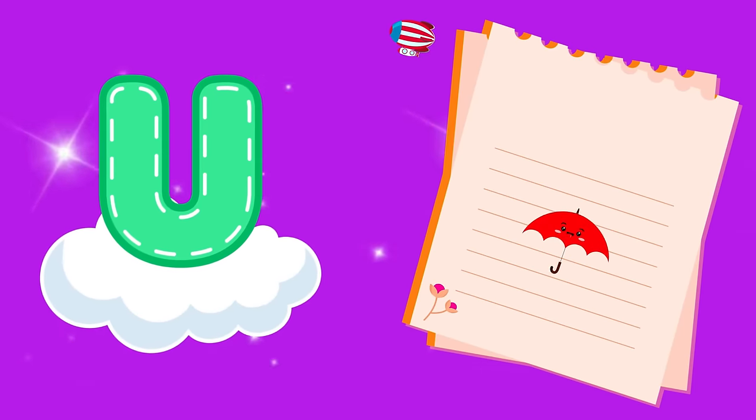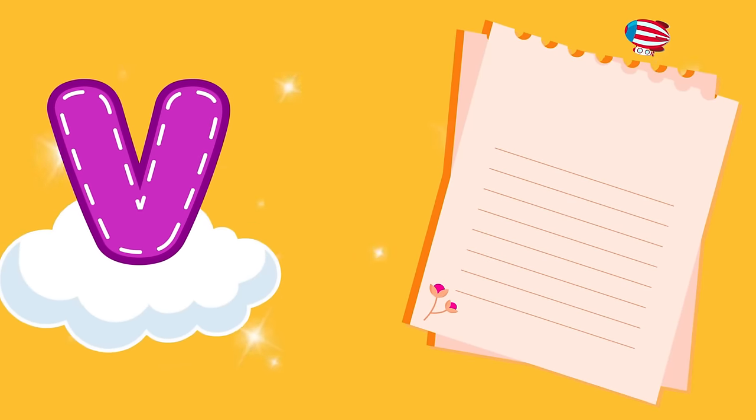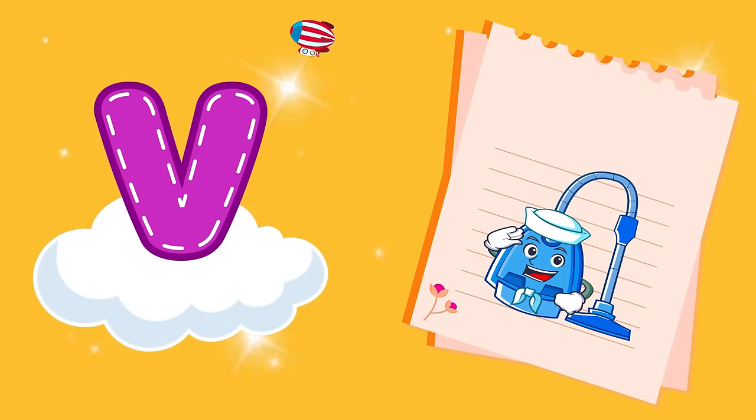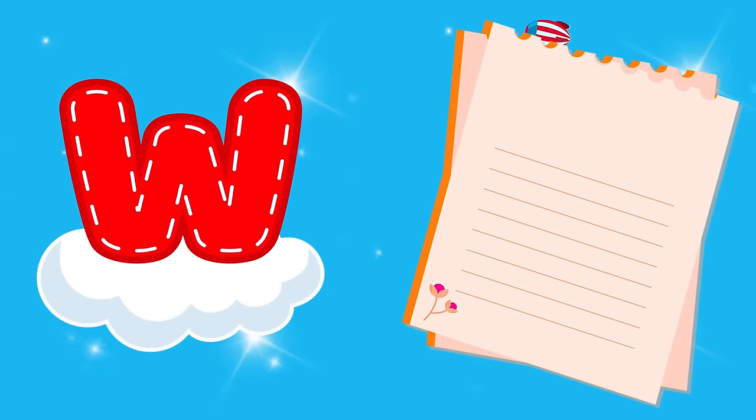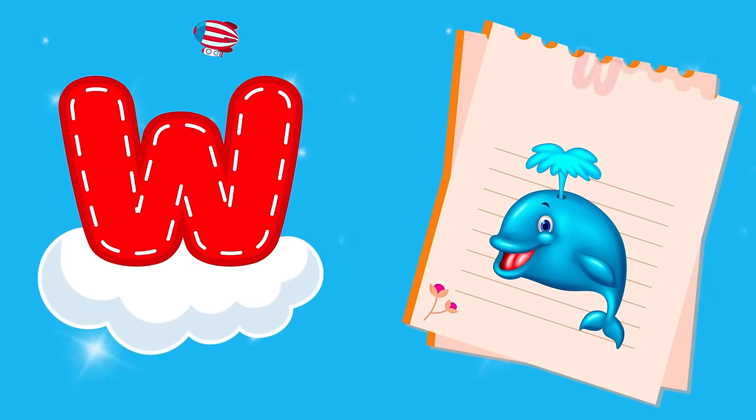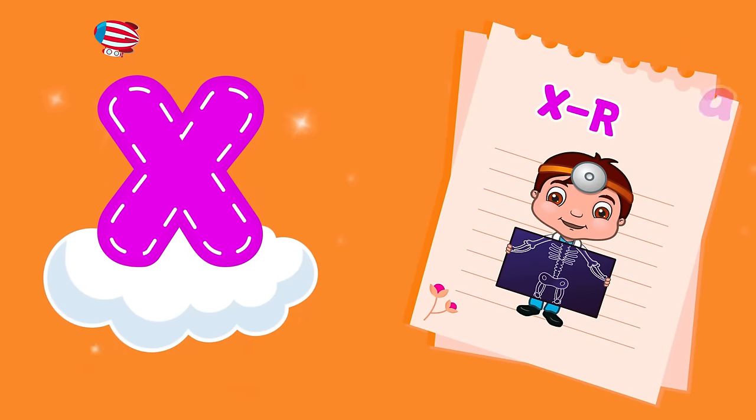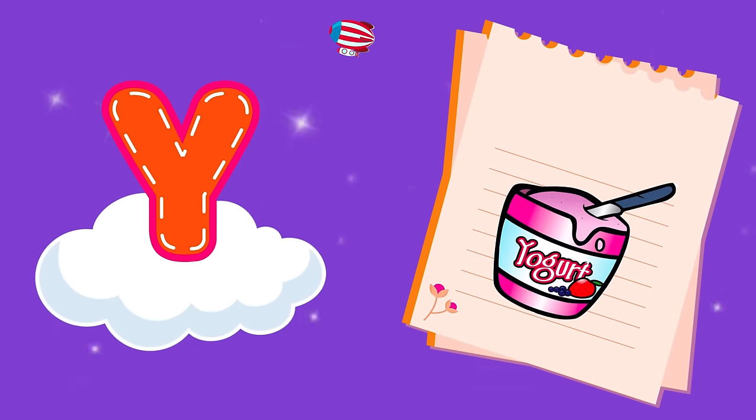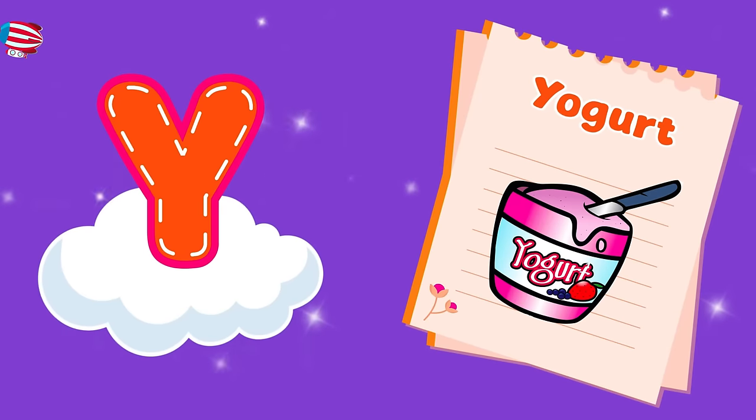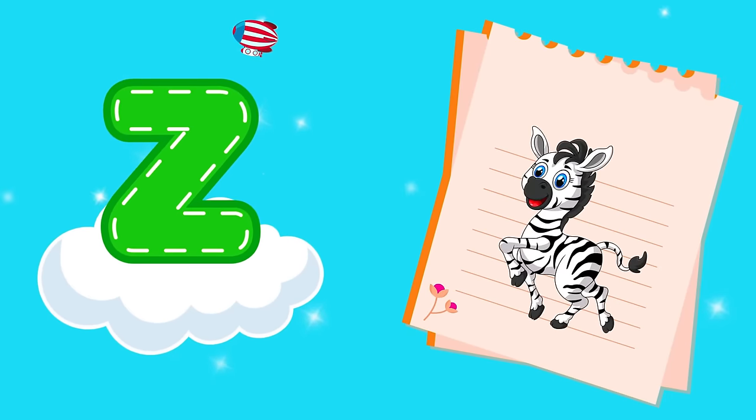U. Umbrella. U is for umbrella. V. Vacuum. V is for vacuum. W. Wheel. W is for wheel. X. X-ray. X is for X-ray. Y. Yogurt. Y is for yogurt. Z. Zebra. Z is for zebra.